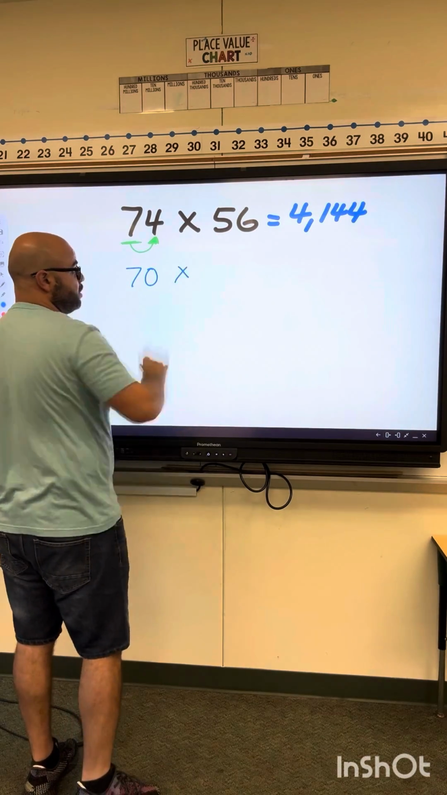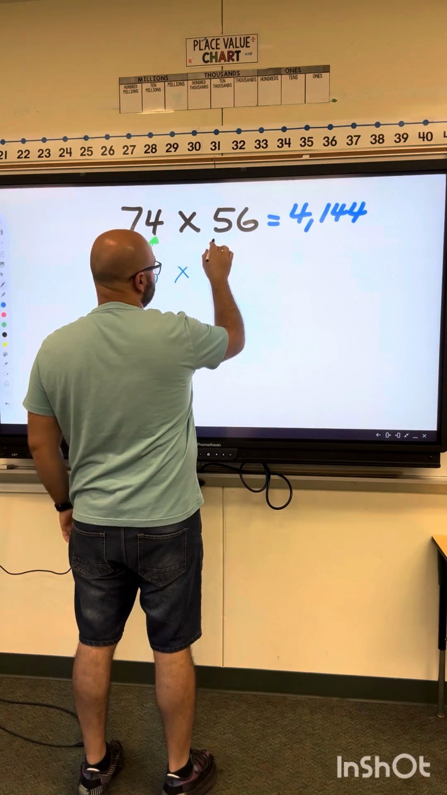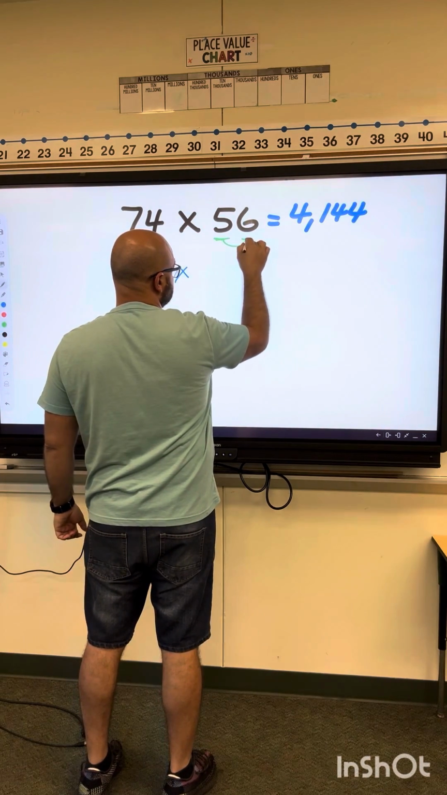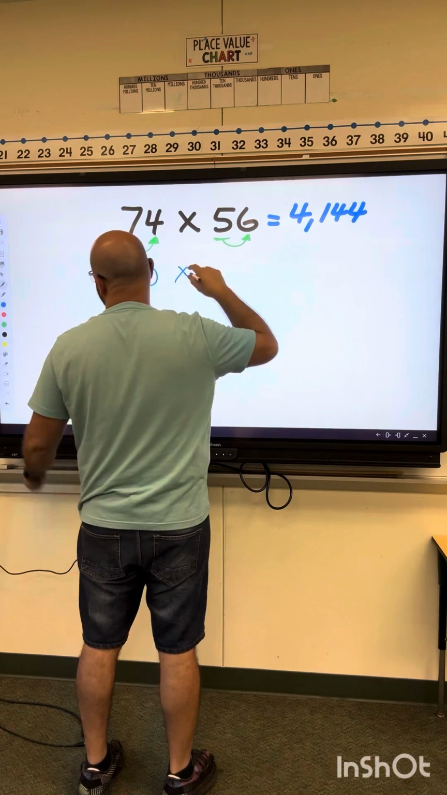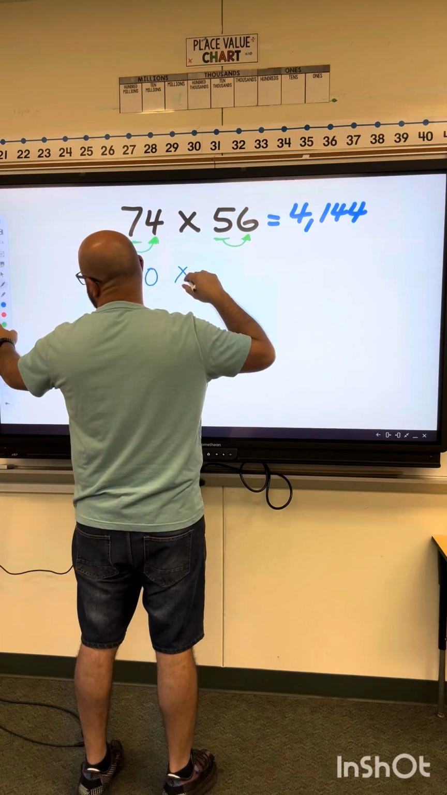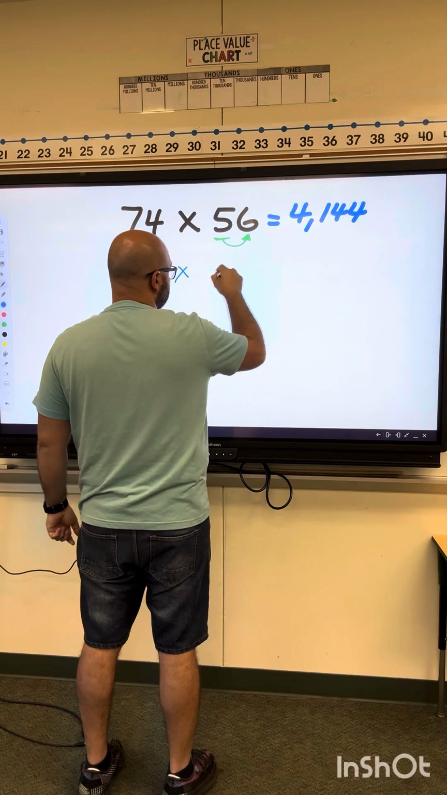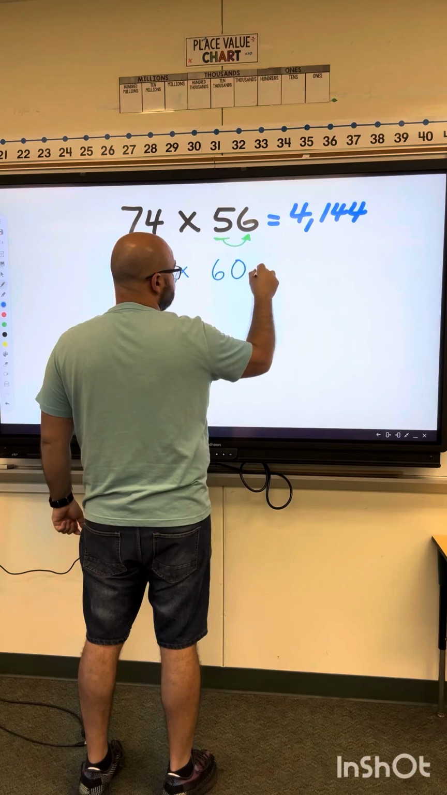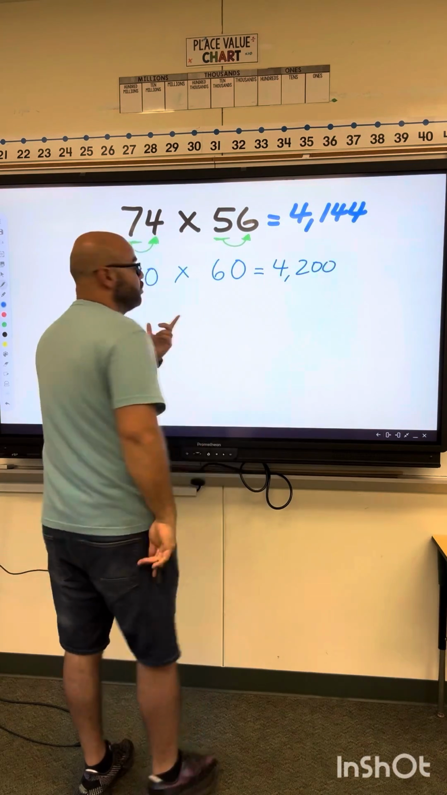Now, 56. The 5 is looking at the 6. The 6 is telling the 5 to what? To go up. To go up one, right? Okay? And we're just going to go up. This 5 turns into a 6. The 6 turns into a 0. Again, we get 4,200. That's rounding.